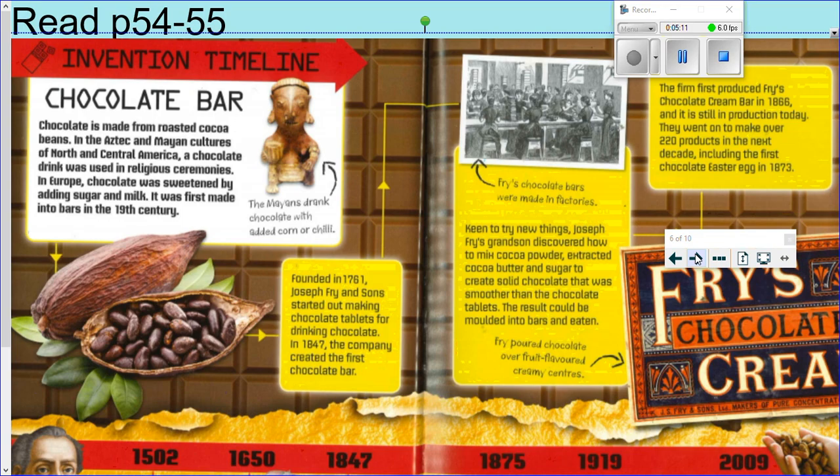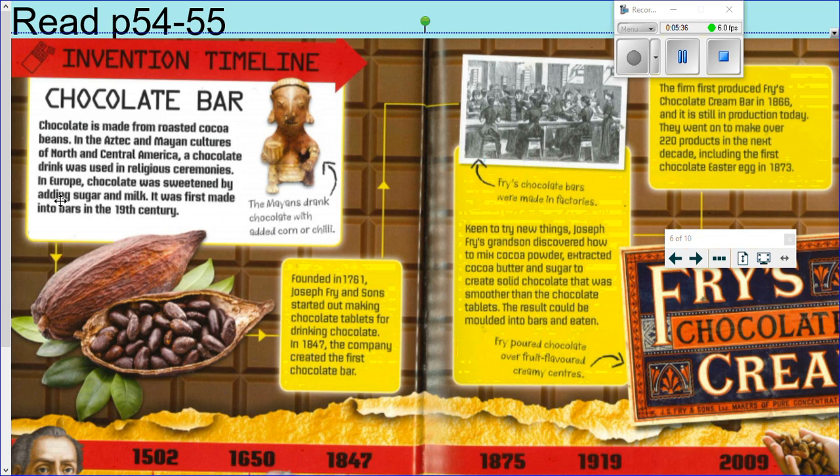The next invention, Miss Hendy's favorite: chocolate. Okay, so we have the chocolate bar. Chocolate is made from roasted cocoa beans. In the Aztec and Mayan cultures in North and Central America, a chocolate drink was used in religious ceremonies. And when you get to year 5, you get to learn all about the Mayans. It's such a fantastic topic.